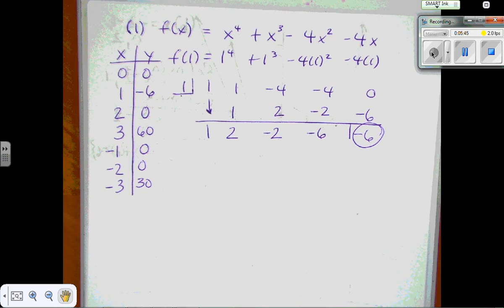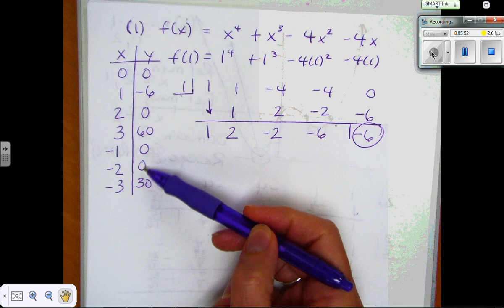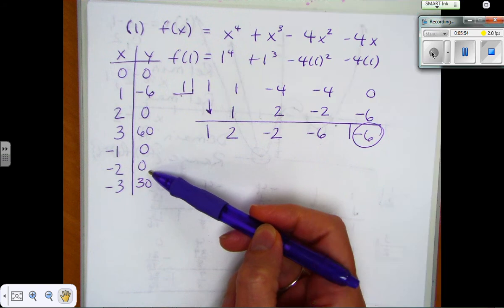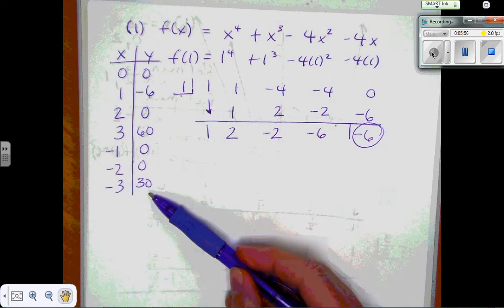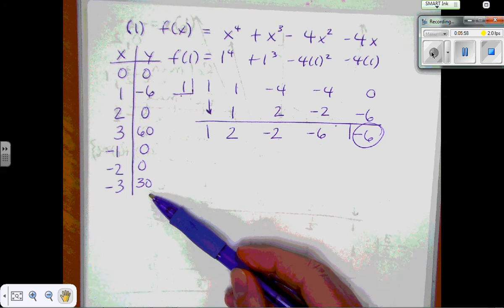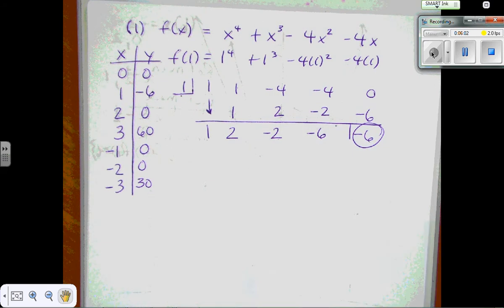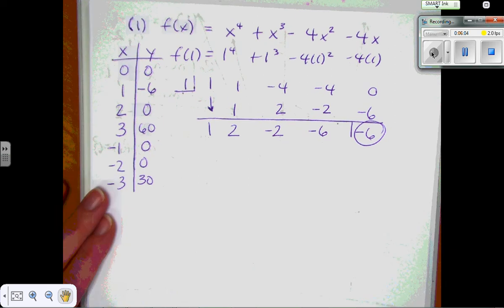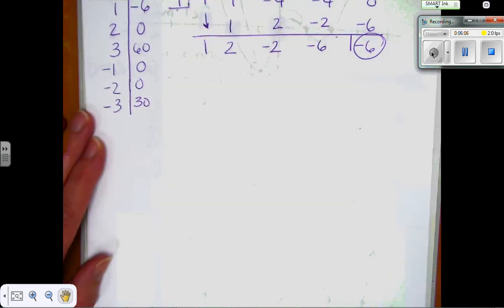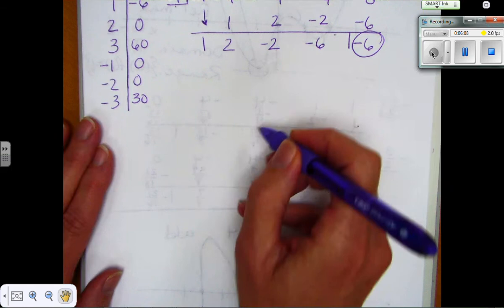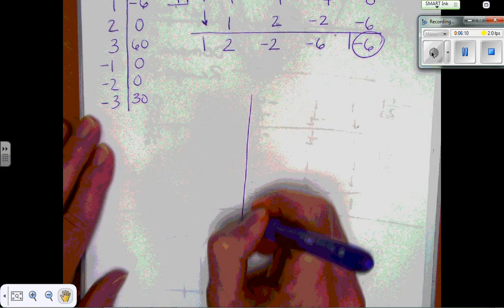Okay, so we got 0, 0, and 30 for those values of x. So I got my other 2 zeros, my other 2 places where it's going to cross the x-axis, and this 30 is kind of telling me that that's the other place where it's going to start to go to infinity. Okay, so let's graph what we have so far. You guys need graph paper. If you don't have any out yet, go ahead and get some out real quick.